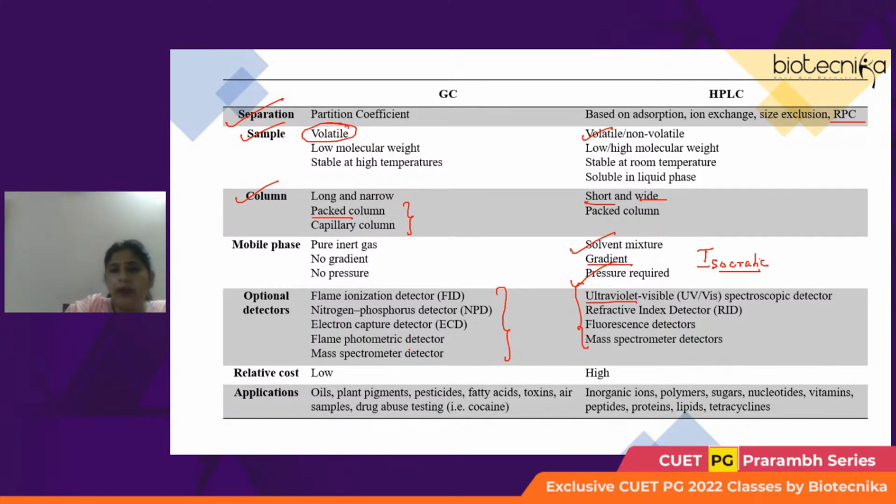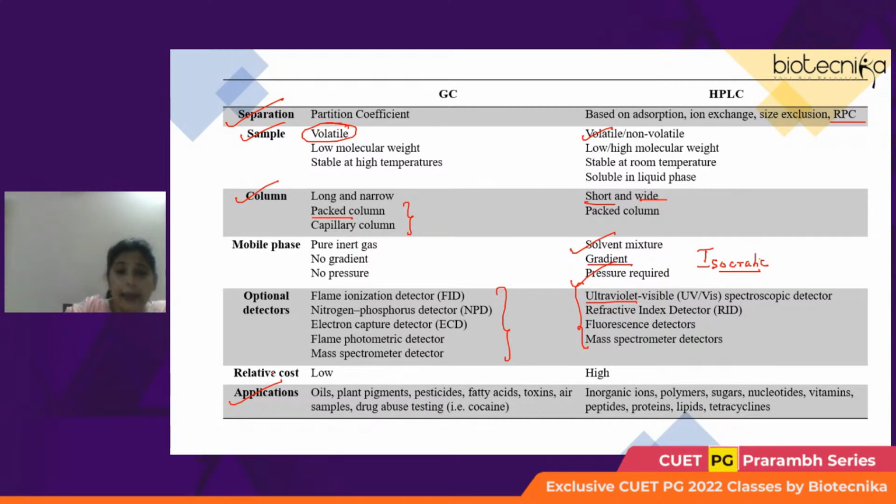If you talk about the cost, gas chromatography is comparatively low cost. HPLC is high cost. And you can also see the applications: we usually use gas chromatography for separation of pesticides, fatty acids, toxins, oils. But for HPLC we use it for separation of sugars, vitamins, peptides, proteins, lipids. Okay, so this table is very important.